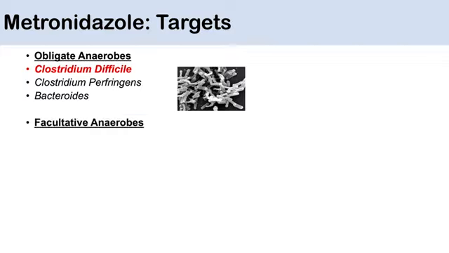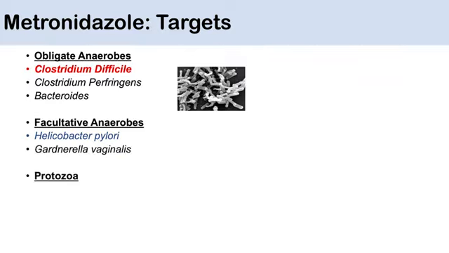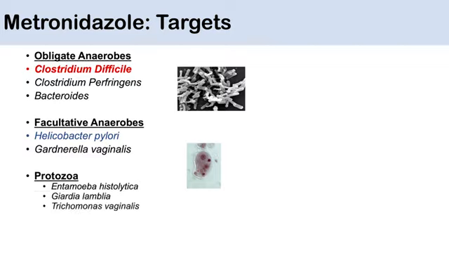It can also have some activity against facultative anaerobes such as Helicobacter pylori and Gardnerella vaginalis. And some other targets for metronidazole include protozoa, which include Entamoeba histolytica, Giardia lamblia, and Trichomonas vaginalis. So these are important targets for metronidazole as well. And the key thing I want you to take from this slide is that metronidazole is not effective against aerobes. It's only used for anaerobes and some protozoa, and particularly the obligate anaerobes.